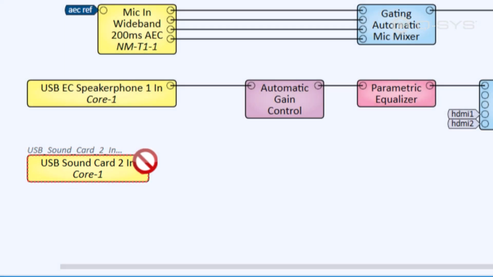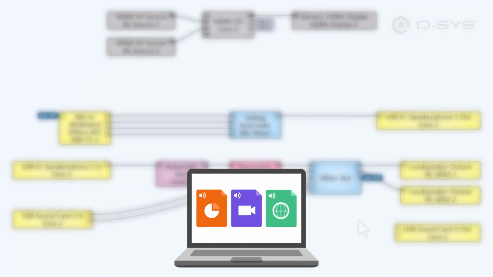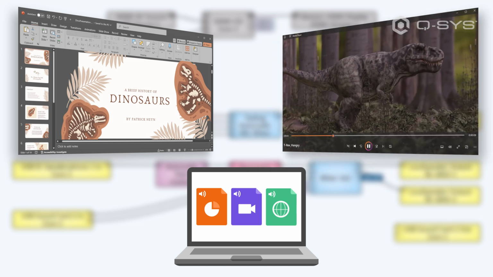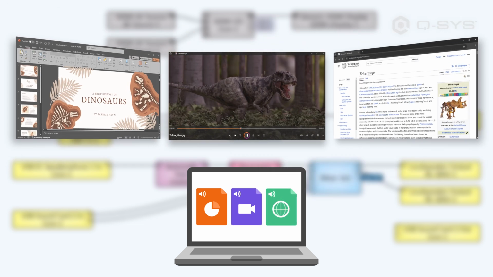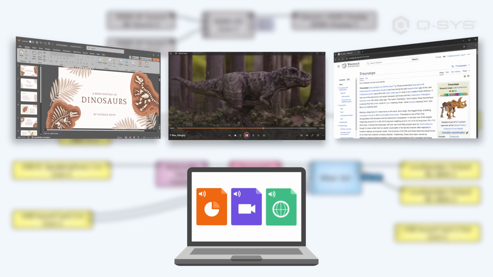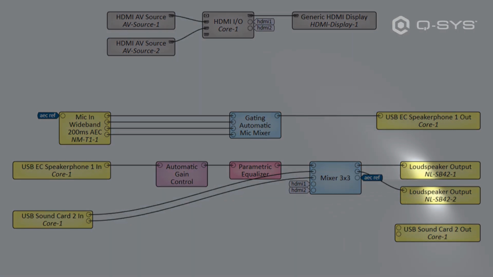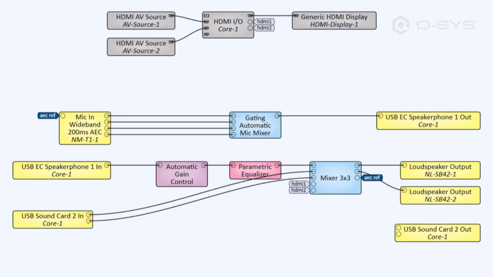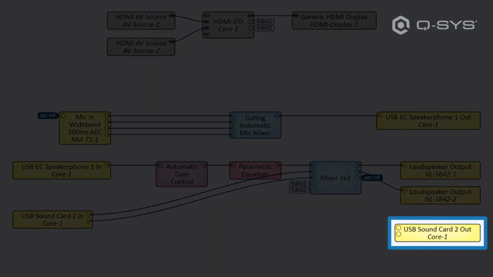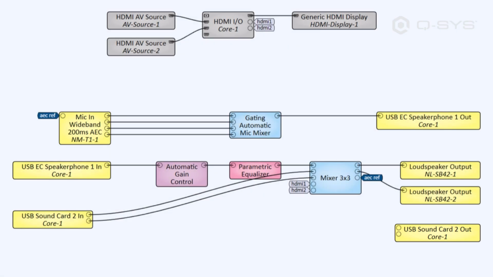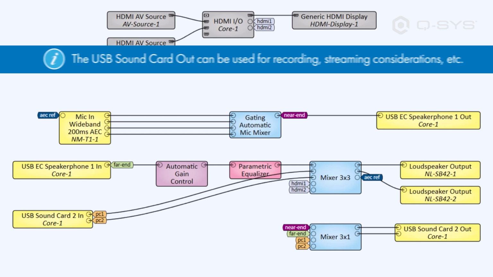This would include the other applications running on the PC, like presentation software, video players, web browsers, etc. All of this arrives in Q-SYS as a stereo source, once again letting you use the room's loudspeakers for your PC's content. It's less common to send anything back to the PC via the USB sound card out, but there are plenty of installations that might choose to do so for recording purposes or streaming considerations.